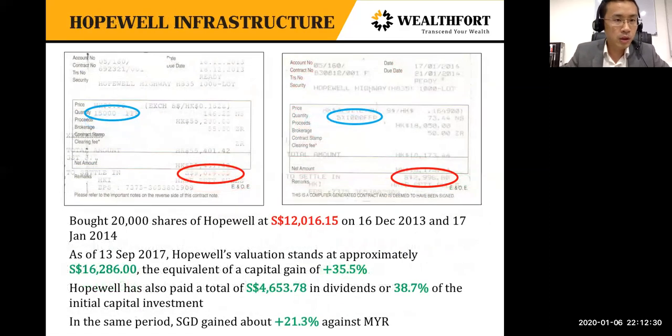And then we also covered this stock called Hopewell Infrastructure. So we bought 20,000 shares of Hopewell at 12,000 in December 2013 and also 2014, and then we sold it in September 2017 for a capital gain of 35%. And in this period, we also received about 38% in dividend yield. Okay, in the same period, we also benefited from the Sing dollar appreciation, which is up 21% against the Malaysian ringgit.